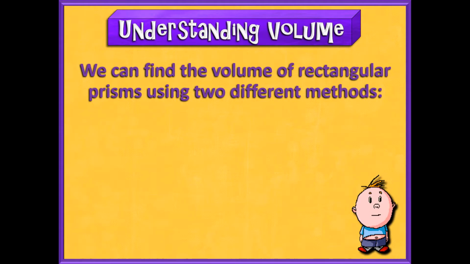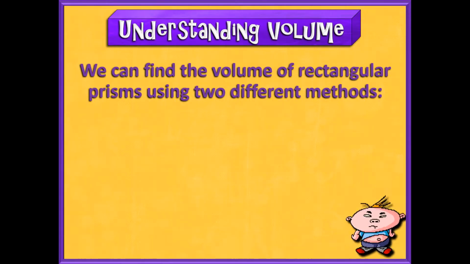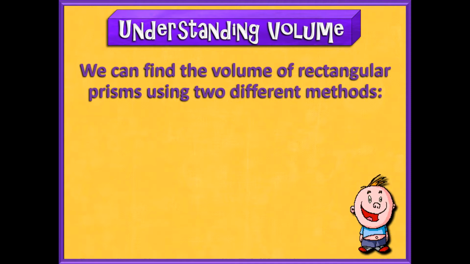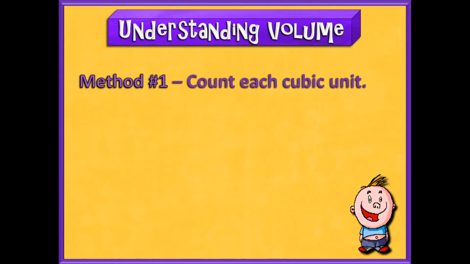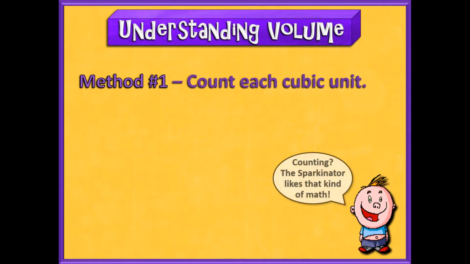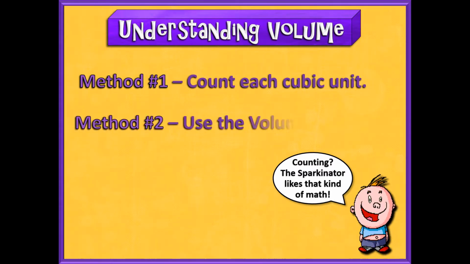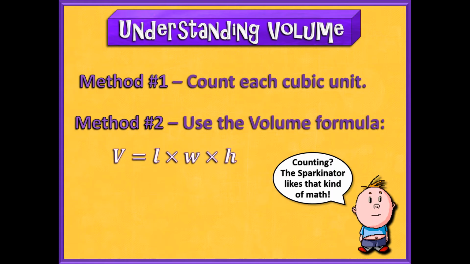So we're going to talk about the two methods of finding the volume of a rectangular prism, and we have Sparky here to help us do that. So method one would be counting units cubed. Now Sparky likes that. He says counting. The Sparkinator likes that kind of math because he thinks it's easy. Method two is the volume formula, and if you guys have been doing your morning math over the last couple of months of the school year when we were in school, you've seen this formula before. Length times width times height.